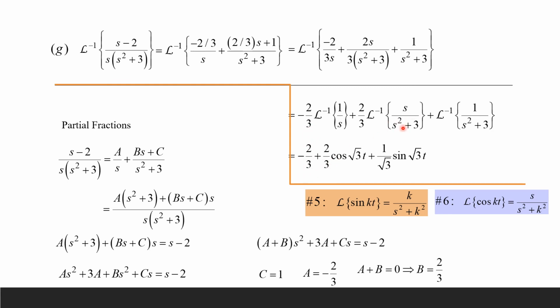Okay, inverse of s over s squared plus 3, we can get it directly from formula number 6, where k is square root of 3. So substitute k by square root of 3 to this form here. So it will be 2/3 cos square root of 3t plus, and for the last one here, we need to do some manipulation. If we are going to apply formula number 5, if there is a number 3 at the denominator, at this part here, so there must be a square root of 3 at the numerator. So put square root of 3 in here and divide that by square root of 3. So that's what we get, 1 over square root of 3 sine square root of 3t.